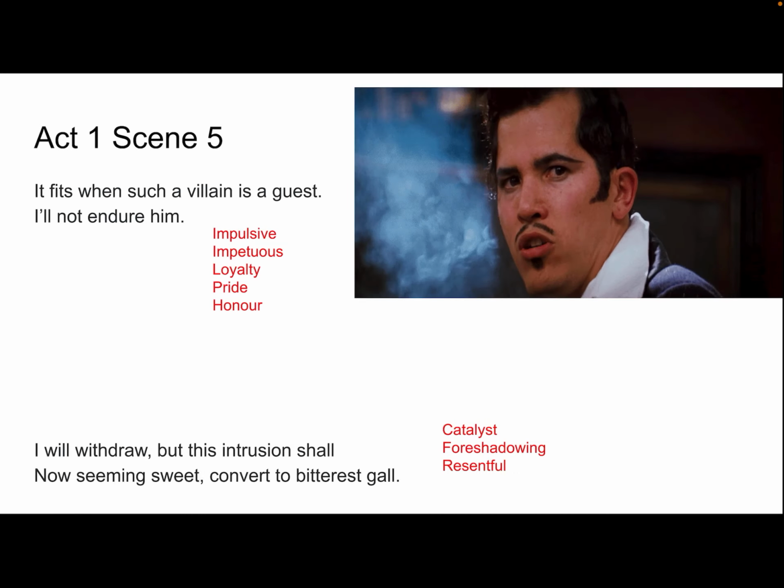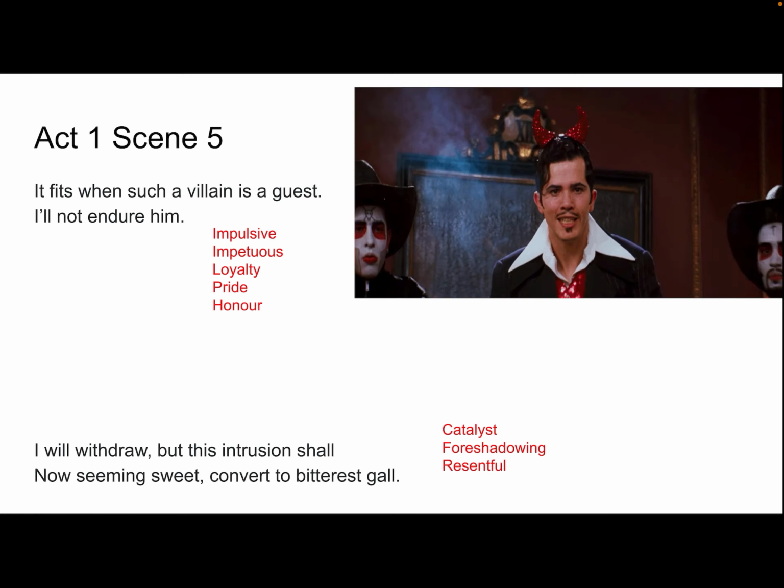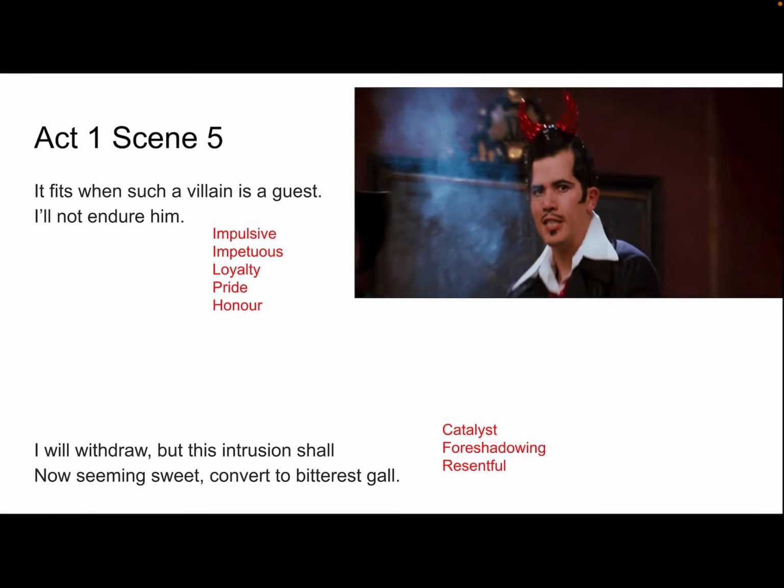Now, the second scene in which we see him is, of course, the Capulet party, Act 1, Scene 5. And he does say more in this scene, but it is all very much around, again, the same ideas: violence, loyalty, and pride. So one thing he says here, seeing Romeo at the party, is this: "It fits when such a villain is a guest, I'll not endure him."